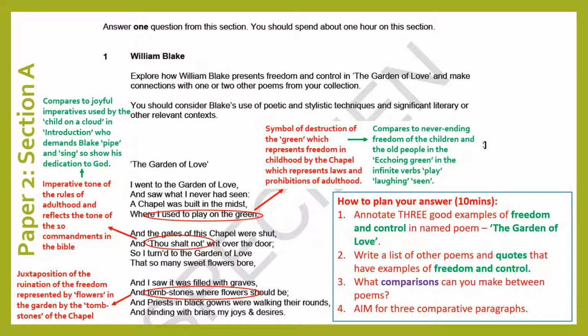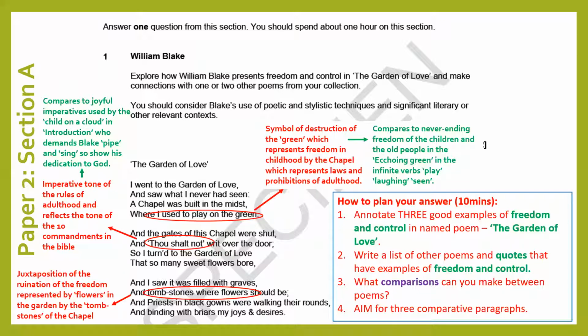Another connection I found was for "thou shalt not". If you compare that to the joyful imperatives used by the child in the Introduction, the first poem in Songs of Innocence, who demands Blake pipe and sing, shows dedication to God. You've got two uses of imperative tone, but for completely different reasons in Blake's poems. So one is in demanding that he celebrate God, and the other one is demanding that he follows the rule of God, even though it will lead to tombstones and graves. So you've got a real contrast of ideas there, and different uses of imperative tone, and the tone itself is different in the imperative because the one is from innocence, one is from experience.